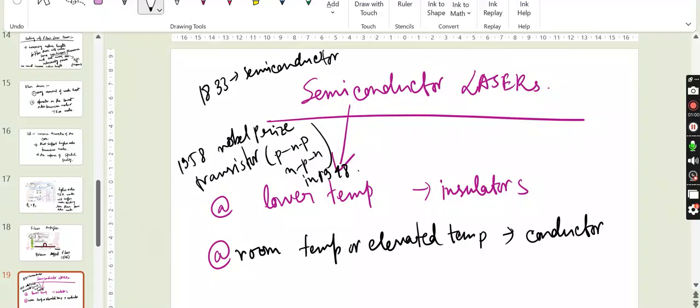As a matter of fact, to say that today diode lasers have made a profound impact on our day-to-day life is an understatement. They are present everywhere. The CD players, the DVD players, the barcode laser, all are semiconductor lasers.